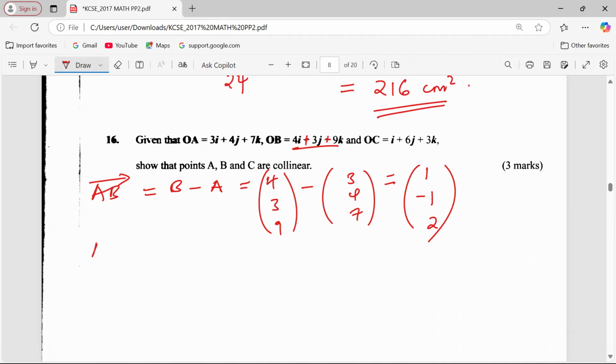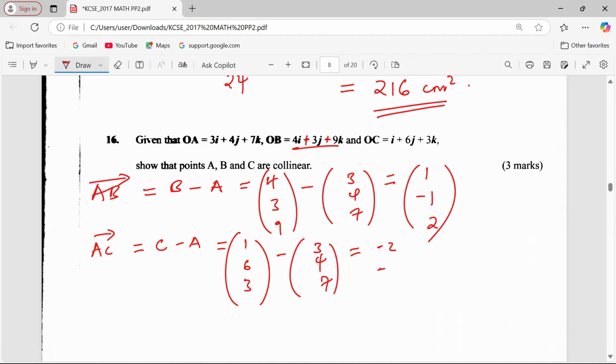Then vector AC, because we just need two vectors. AC, we need the position of C minus the position of A. So for C, we have 1, 6, 3 minus for A, which is 3, 4, 7. Therefore, -2, -2, +2, then -4. Yeah, that way.